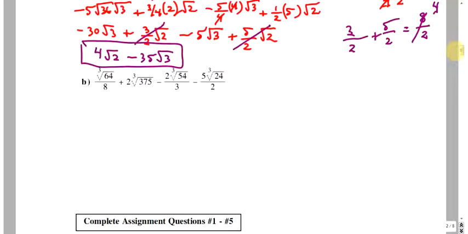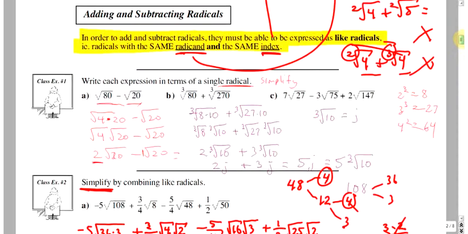Does this one look nastier? I'm not sure. What's the cubed root of 64? That wasn't too bad. Okay, cubed root of 375. Where's my cubed root table?